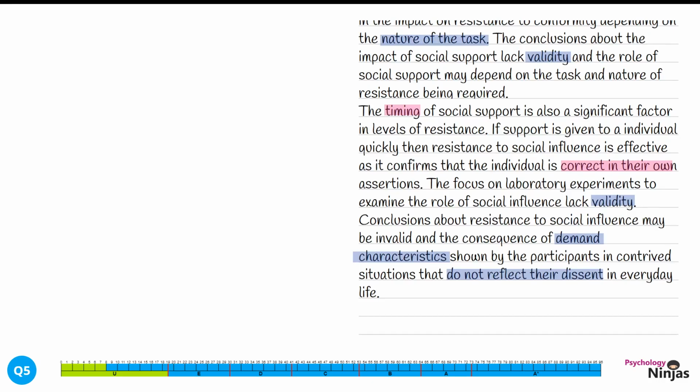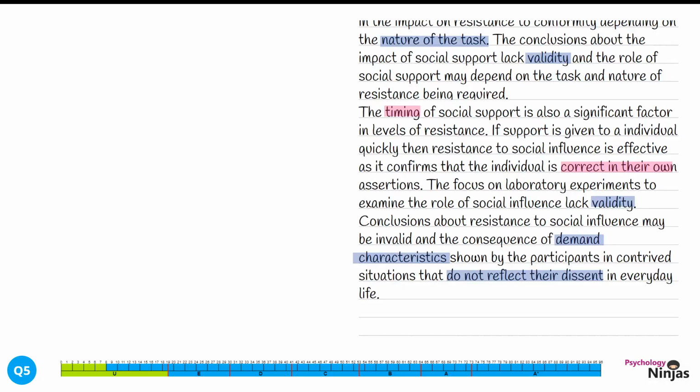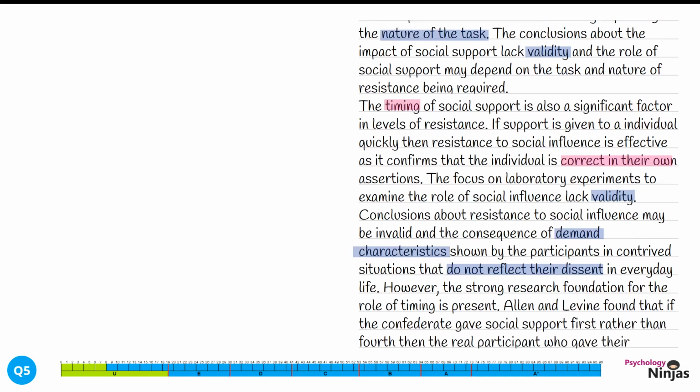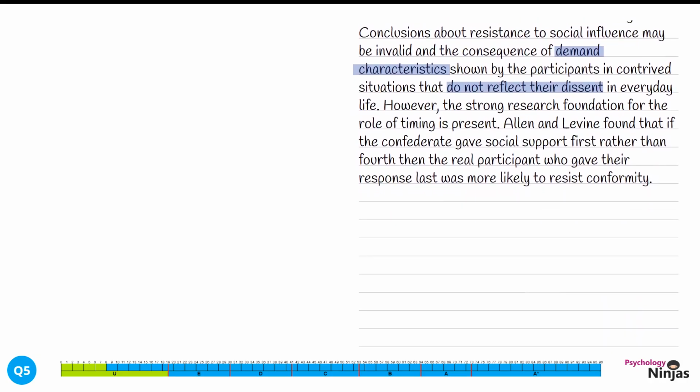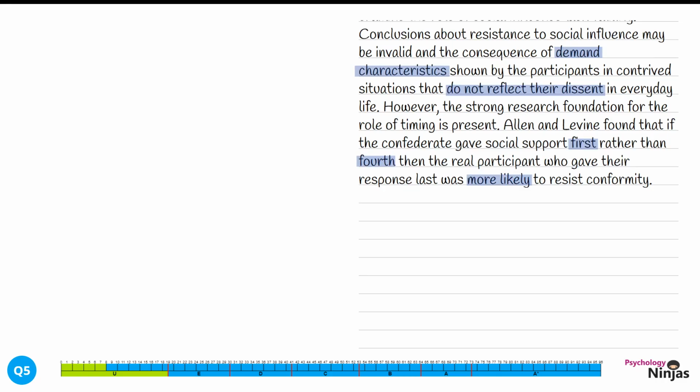As we've started with a weakness in this evaluation paragraph, we're going to counter this with a strength. However, the strong research foundation for the role of timing is present. Allen and Levine found that if the confederate gave social support first rather than fourth, then the real participant who gave their response last was more likely to resist conformity. We've clearly shown research findings here, comparing responses given in the first and fourth position, explaining the impact of this on resisting conformity. Time for another conclusion.